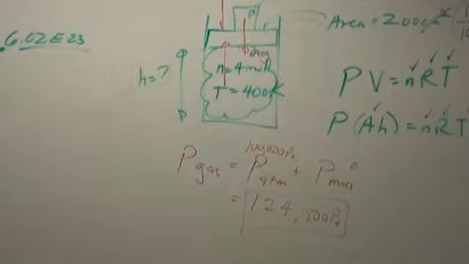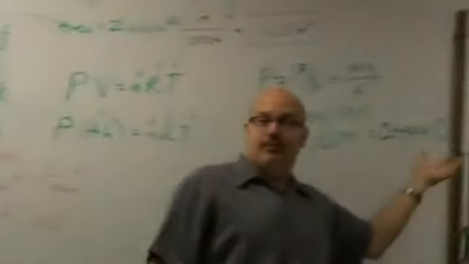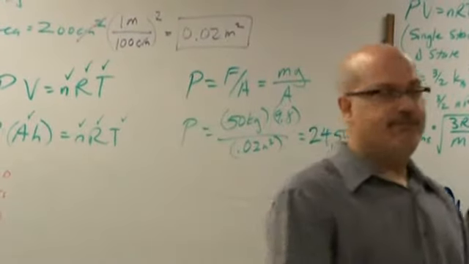So that would be the total. What we calculated was the pressure only because of the mass. So that's in addition to the atmosphere that's already there. Okay?